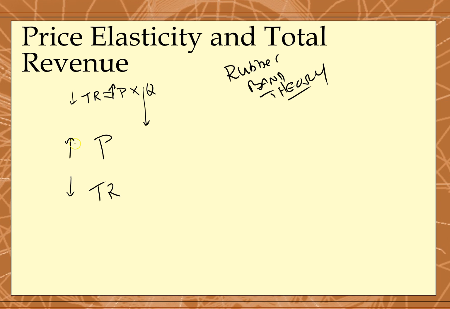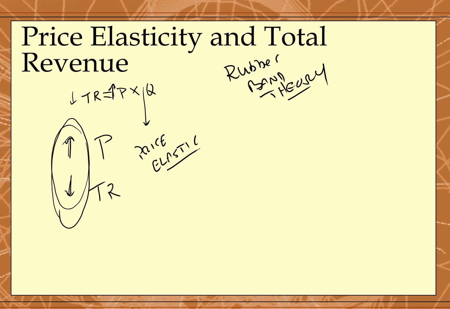Now what I'm going to do is draw a rubber band around these arrows. That's a rubber band. Now picture the arrows moving in the direction they're pointing. And this rubber band is going to stretch. And if the rubber band stretches, we say this good is price elastic.